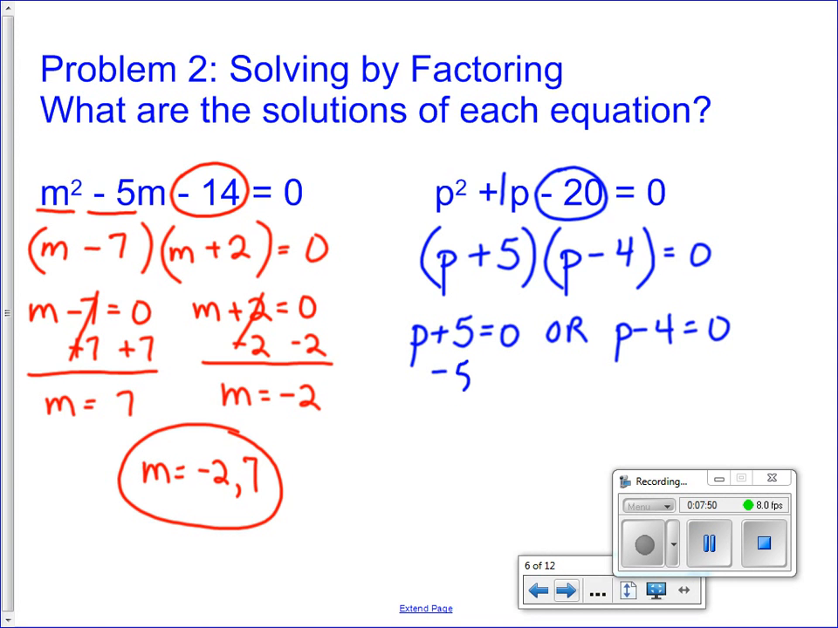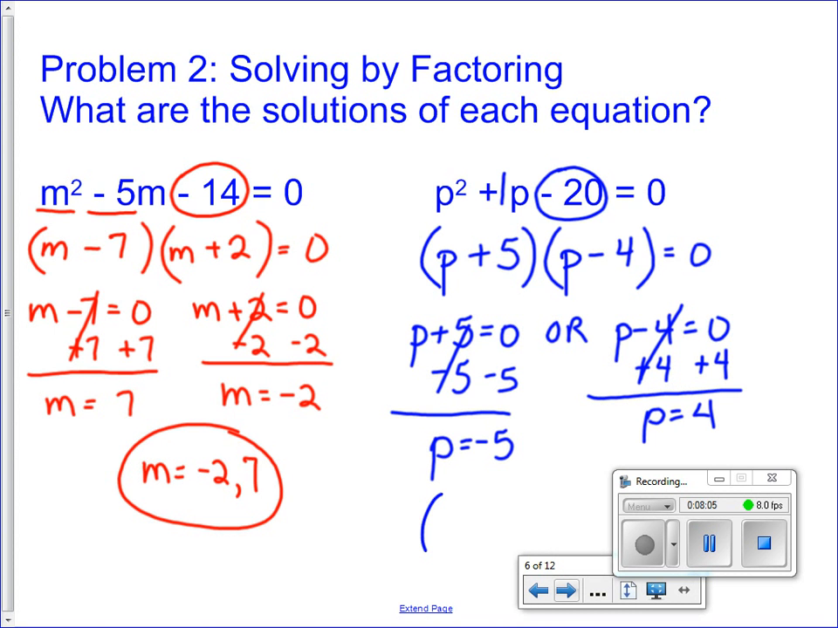All right, and on our first equation, subtracting 5 from each side, we get p equals negative 5. In our second equation, adding 4 to each side, we get p equals 4. So our two solutions, negative 5 and positive 4. And that should be p equals. And let me get rid of the parentheses. That looks like a point. All right, so p equals negative 5 and positive 4.